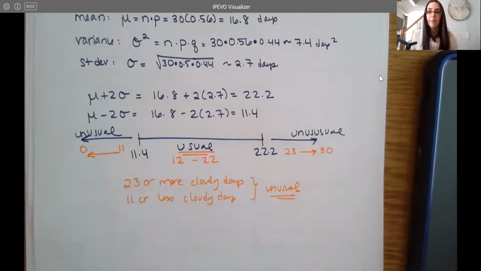Okay, so we still have that same idea of about that 2 standard deviation cutoff, right, as being unusual here.